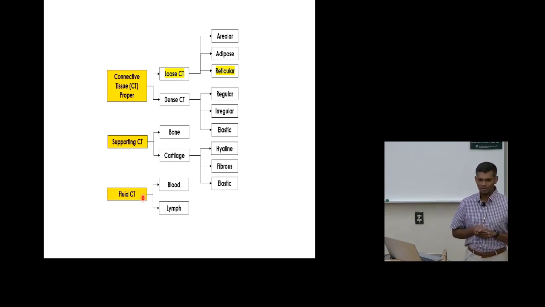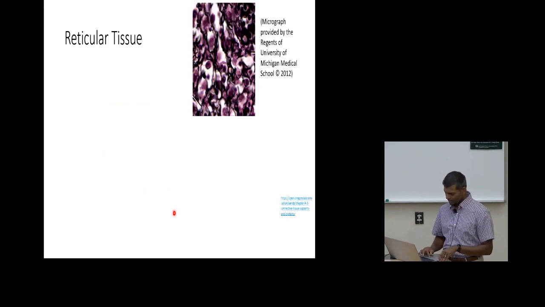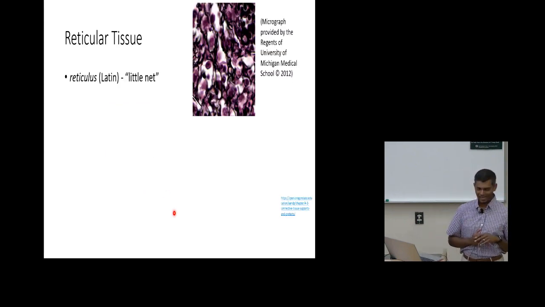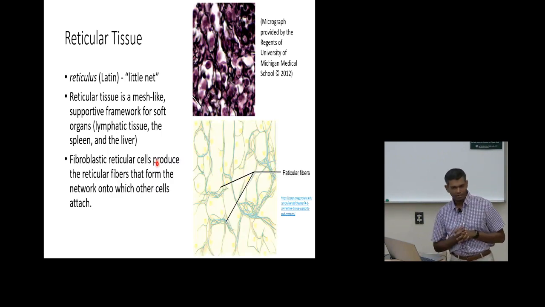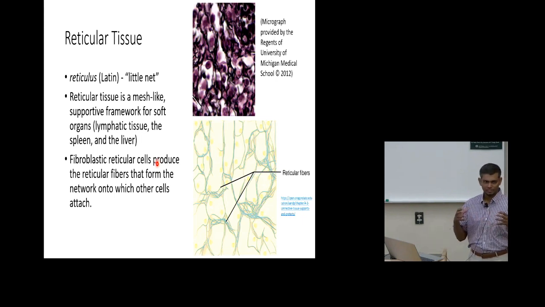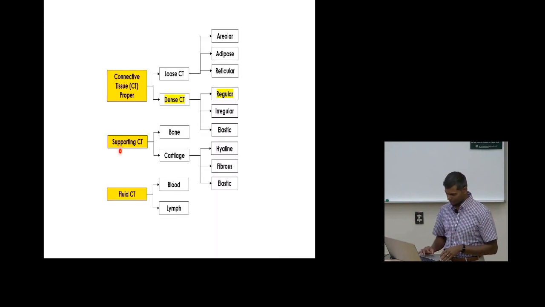And so we come to the last type of loose connective tissue, and this is reticular connective tissue. The word reticulus means little net in Latin. You see that these little mesh-like fibers are formed because of the fibroblastic reticular cells. And these kinds of meshes will allow other cells to attach on. The purpose of this kind of tissue is to offer support to soft tissues like lymphatic tissue, spleen, and the liver. So that's it. Nothing more to say about this kind of tissue.